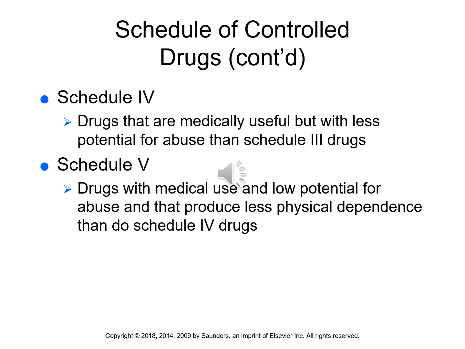And then Schedule 5 is very low potential for dependency or abuse, and they definitely have some medical benefits to them. So that would be your Robitussin AC or your Phenergan with codeine or something like that. So the only one that does not have medical benefits are your Schedule 1. So the higher the Schedule 1 is the highest potential for abuse and dependency. And as you go up, the dependency level decreases, but the others have some type of medical benefit to them.